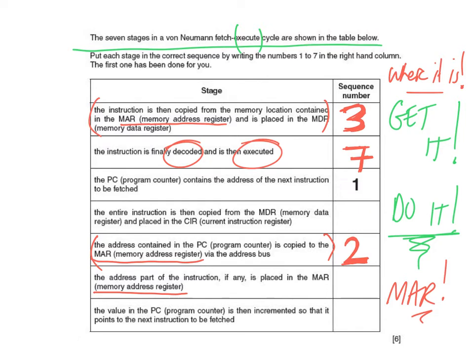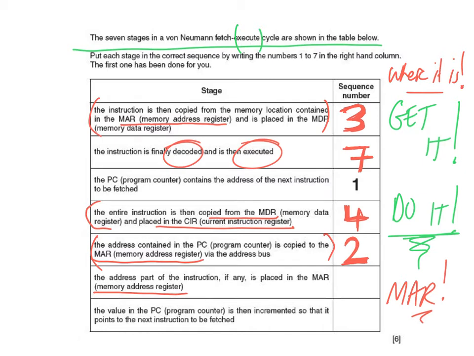Next one, you could have anything, not anything, I'll explain what I mean in a second. I think I actually answered that last part there. The entire instruction is copied from the MDR and placed in the current instruction register. That's what happens next, so that it's there ready to be used.